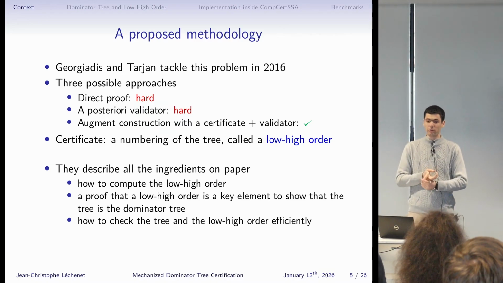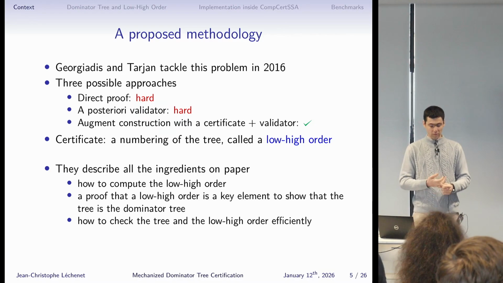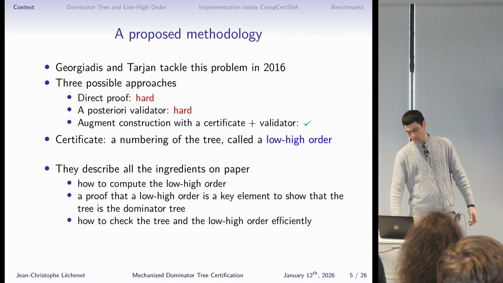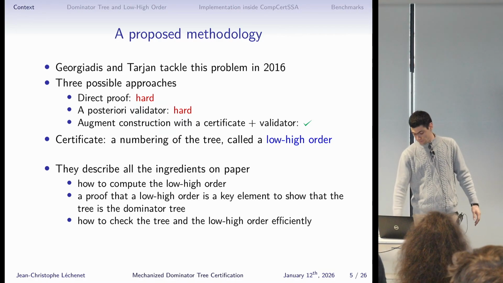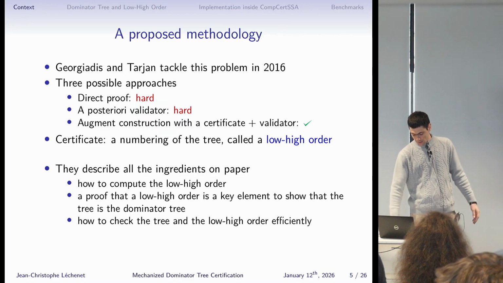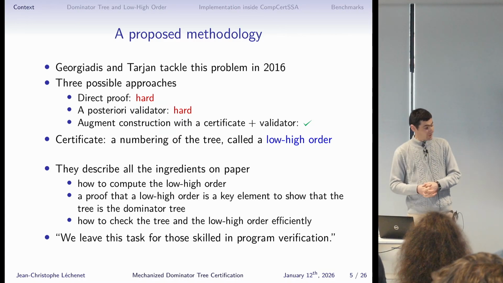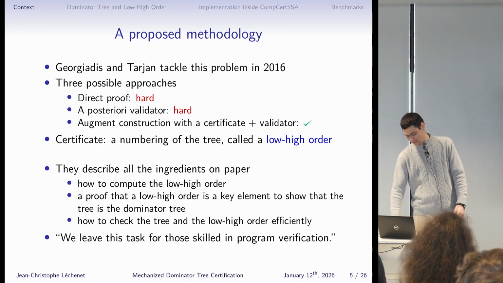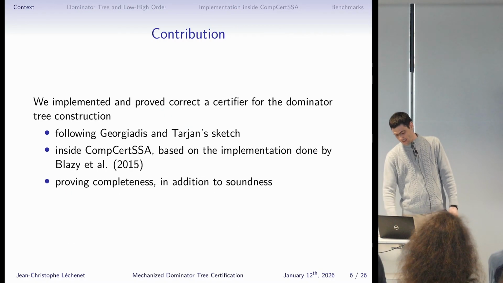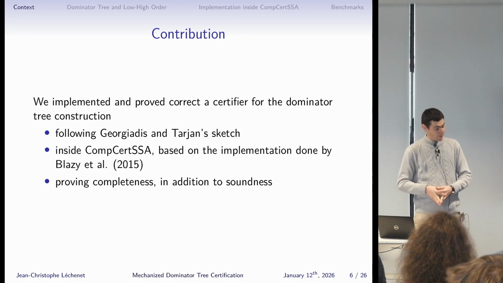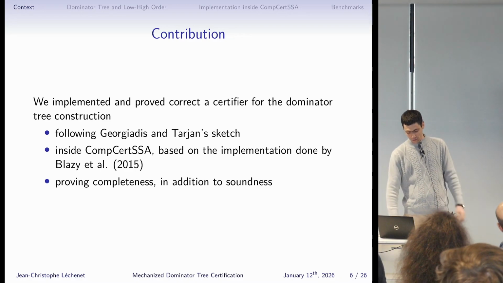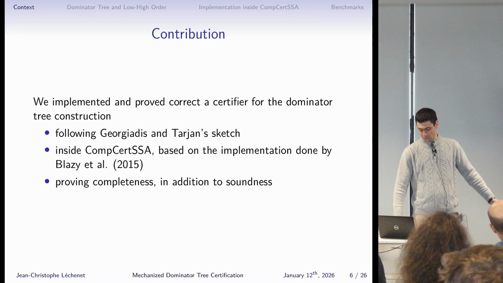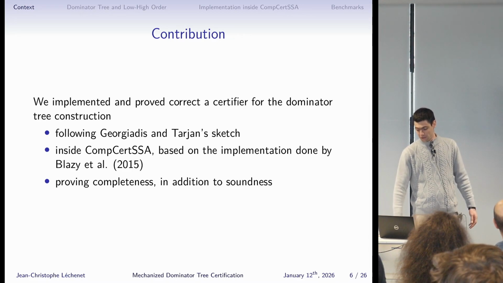So they explain how to compute the low-high order. They give a proof that it's a key ingredient to show that the tree is the dominator tree. And they also describe an algorithm to check what needs to be checked on the tree and check that the order is low-high. And actually, in the article, there is this sentence: we leave this task for those skilled in program verification, and this is what we did. So we implemented their approach inside CompCert SSA by extending the previous implementation due to Blazy et al., and it allowed us to prove completeness in addition to soundness.